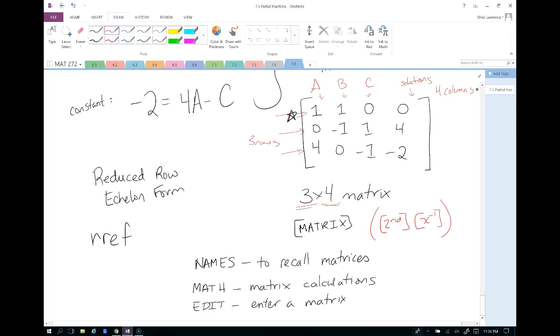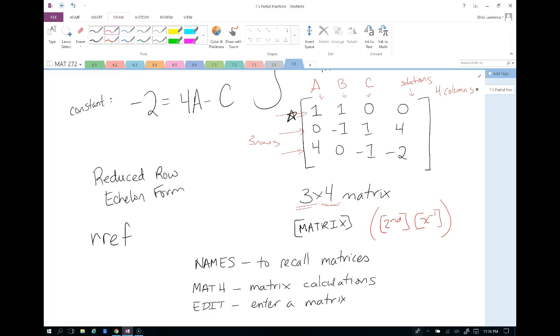1, 1, 0, 0. And when I enter them, I just like to go across the rows and hit enter. And enter will automatically move me to the next spot in the row. And then I'm down to my next row, 0, -1, 1, 4, and then 4, 0, -1, -2. Now be really careful, make sure your matrix is entered correctly.